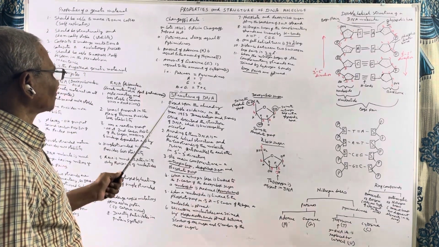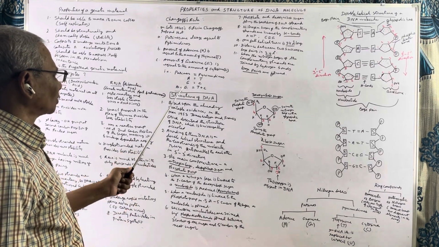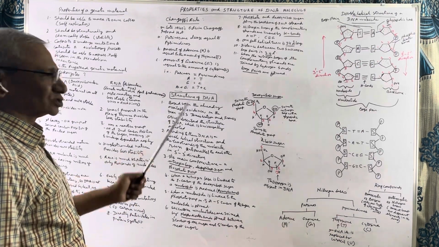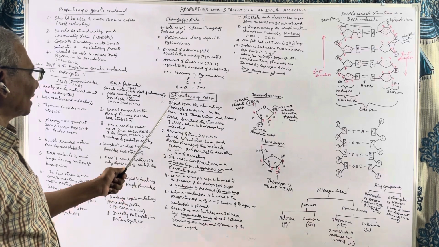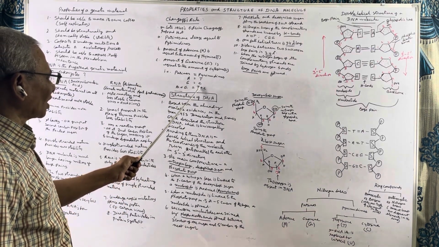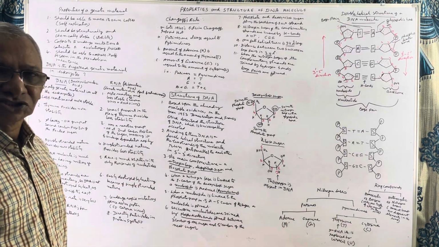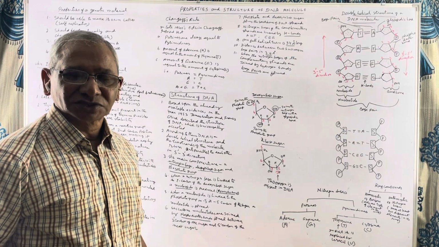Then, adenine is always equal to thymine. Guanine is equal to cytosine. Then, adenine and guanine together are equal to the amount of thymine and cytosine together. This is called the Chargaff's rule. This is very, very important.